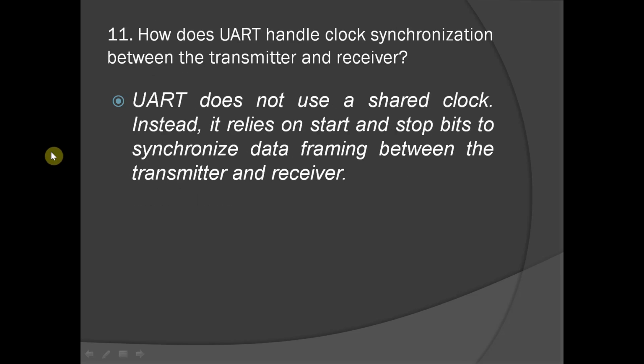And how does UART handle clock synchronization between the transmitter and receiver? This is also what we are discussing. UART does not use any shared clock. Instead, it relies on the start and stop bits to synchronize the data framing between the transmitter and receiver. It also depends on the baud rate. If the baud rate is different, we cannot achieve synchronization between the two modules. Start and stop bits are also helping us achieve the synchronization. But in real time, if there is any difference in the baud rate, you cannot achieve that.